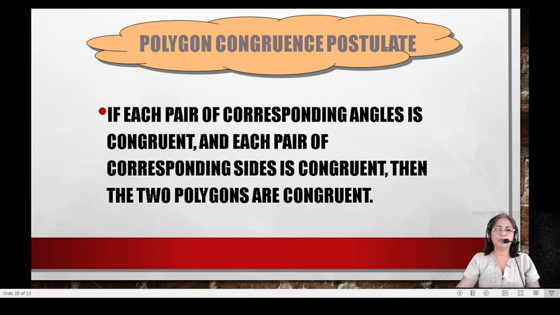Polygon congruence postulate. If each pair of corresponding angles is congruent and each pair of corresponding sides is congruent, then the two polygons are congruent. Got it? So, if the pairs of corresponding sides and pairs of corresponding angles are congruent, then the two polygons are congruent.